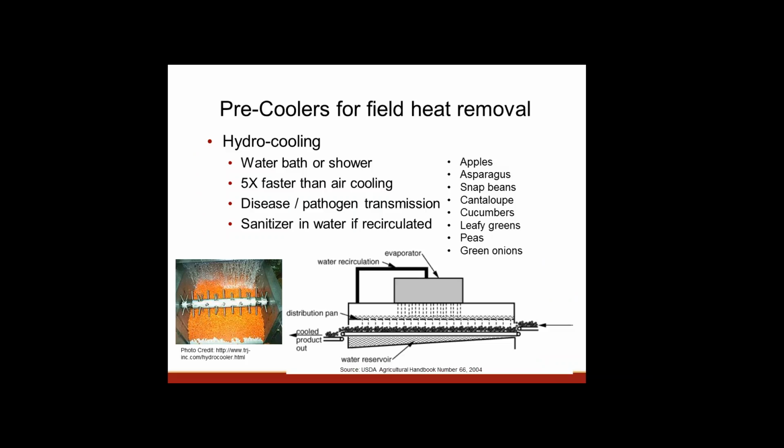So it's a lot faster than air cooling. The disadvantage is it can be a path to disease and pathogen transmission. If you get one piece of bad fruit in there and you're recirculating the water, it can affect the whole batch of fruit or produce. So that's an issue, so often we're going to use some kind of sanitizer in the water to try to control that. Things like apples, asparagus, snap beans, cantaloupe, cucumbers, leafy vegetables, or leafy greens, peas, and green onions can all be hydrocooled.